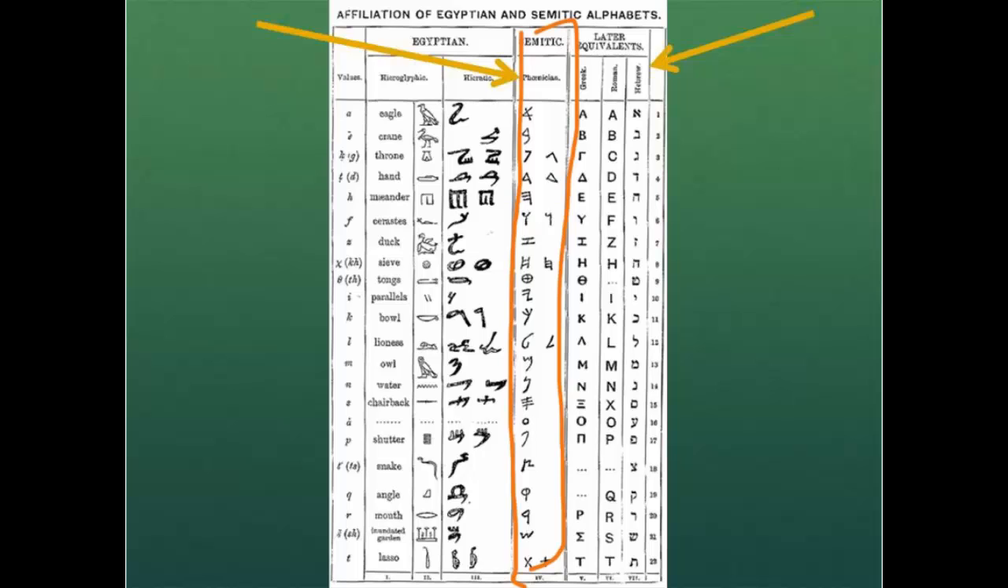As time has gone on, we've obviously modified the alphabet. But as you can see, there is a direct relation of their alphabet to ours. For example, the letter H. The Phoenician H is similar to our H today.